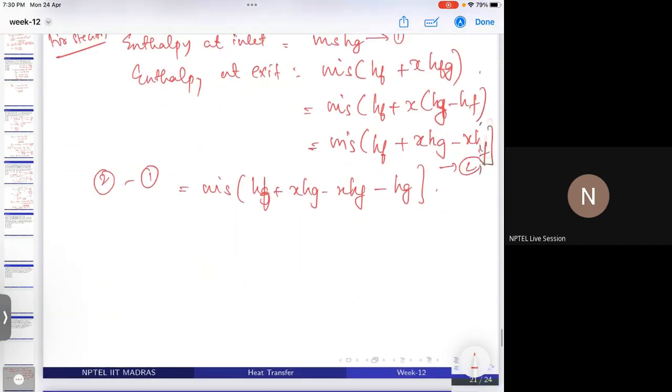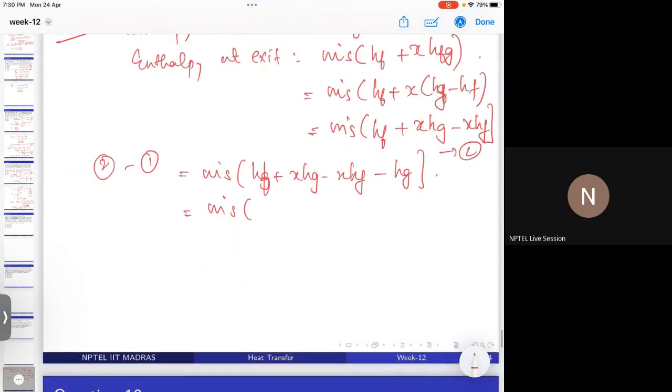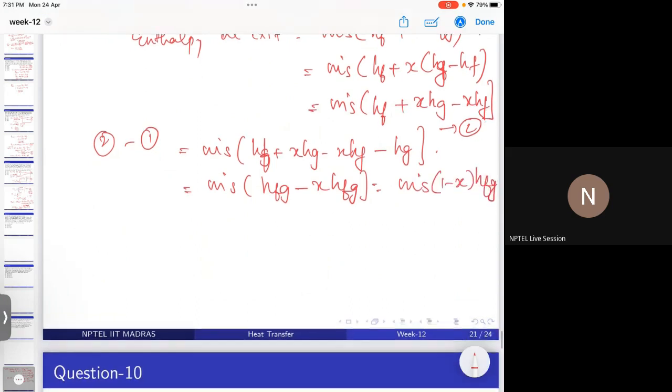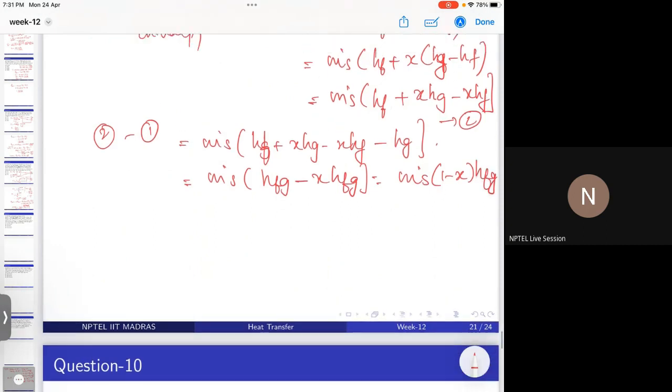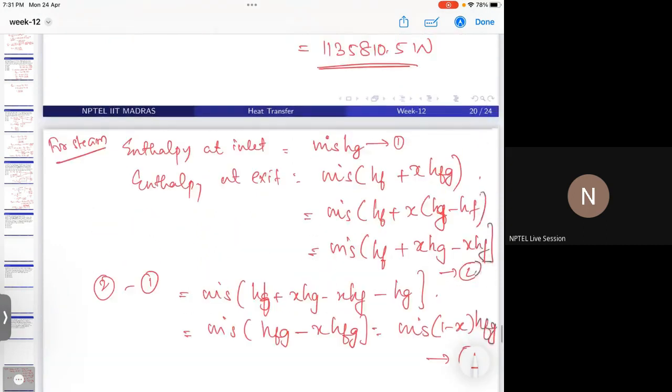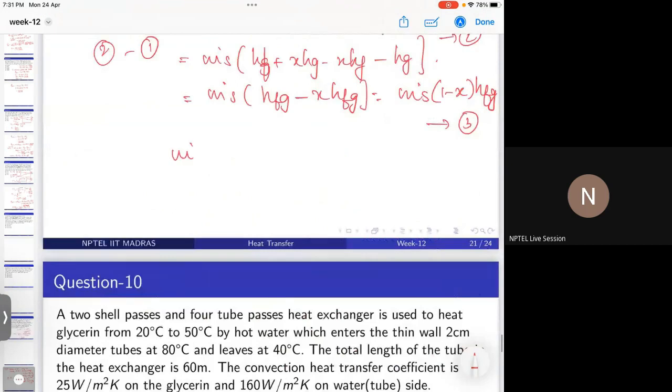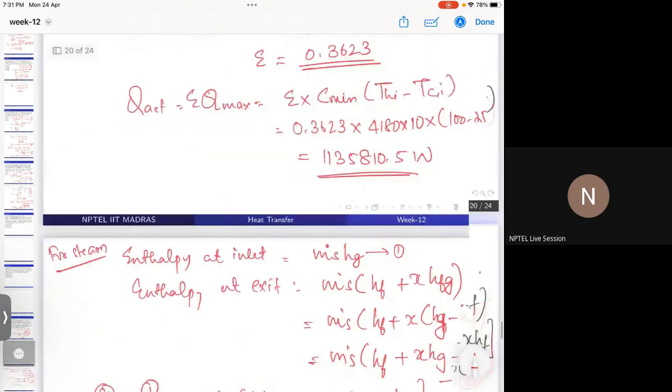Yeah, right. So m dot s is equal to, if you combine this, you will get (hg minus x times hfg). What is hfg? hg minus hf. This is equal to m dot s into (1 minus x) times hfg. So this is the change in the enthalpy of the steam. So you can just equate these three to this one. So m dot s is equal to (1 minus x) hfg, is equal to how much?